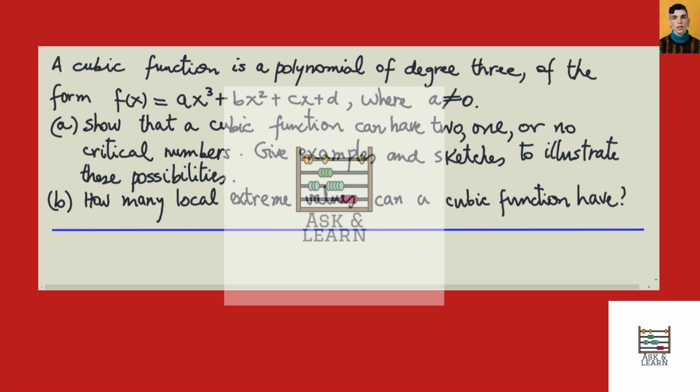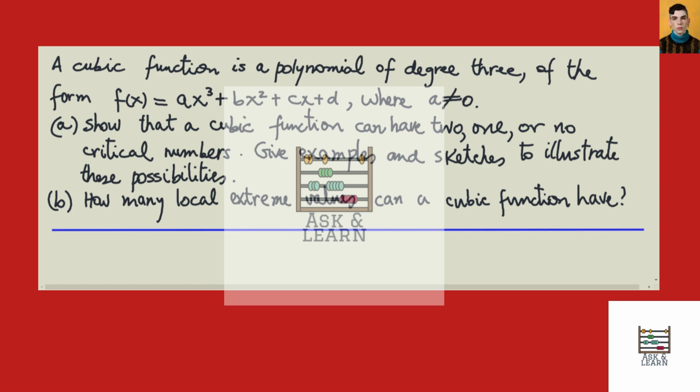A cubic function is a polynomial of degree 3 of the form f of x equals ax cubed plus bx squared plus cx plus d, where a is different from 0. In part A, we will show that a cubic function can have two, one, or no critical numbers, and we give examples and sketches to illustrate these possibilities. In part B, we discuss how many local extreme values a cubic function can have.